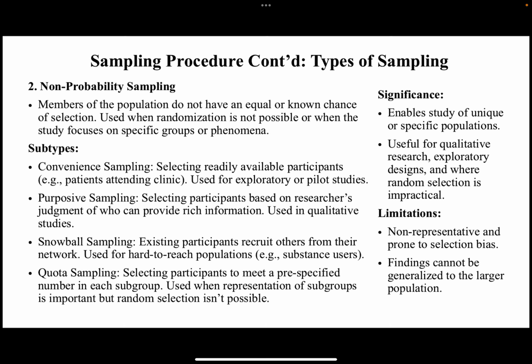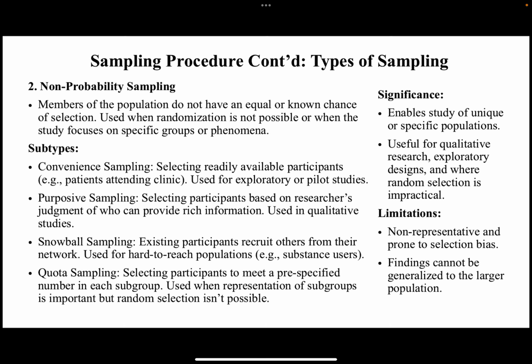And mostly we use this for hidden or hard to reach populations. If you are conducting a study in a hard to reach population or hidden population, the best sampling procedure to use is the snowball sampling procedure.